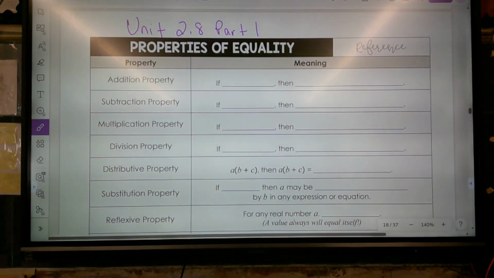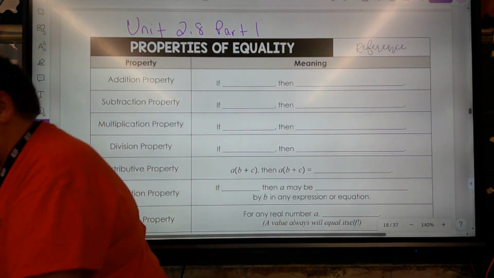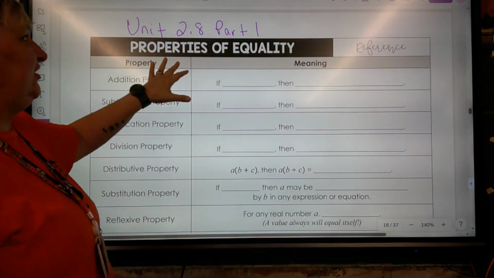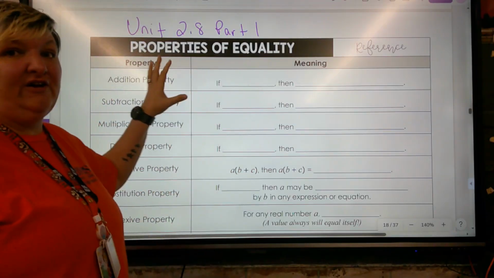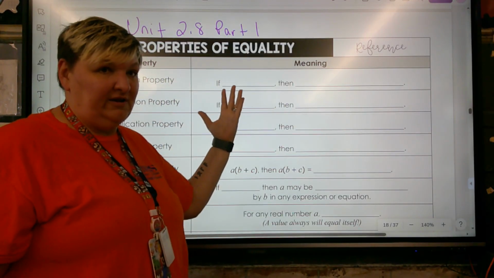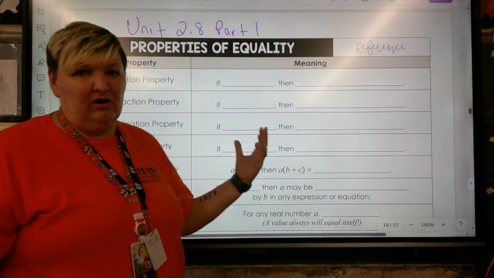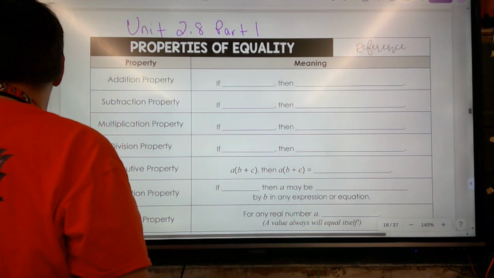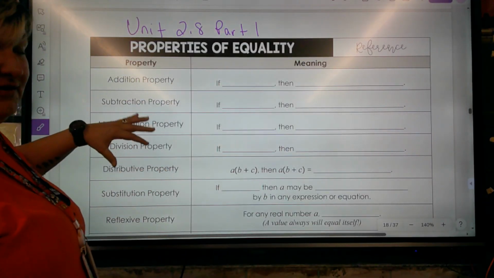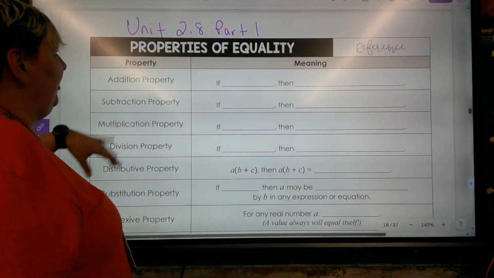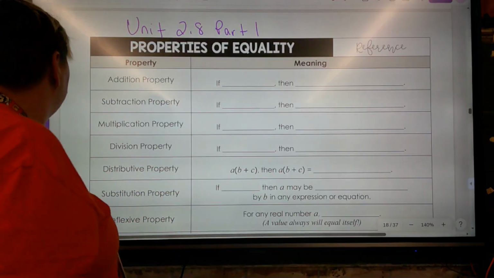Alright, unit 2.8 is broken into two parts because first we need to learn what the properties of equalities are and create our reference sheet, and then we need to figure out how to apply those properties of equality to prove our algebraic stuff, right? So first we need to figure out what the properties of equalities are and how they work. Right, properties of equality, how the balance works.